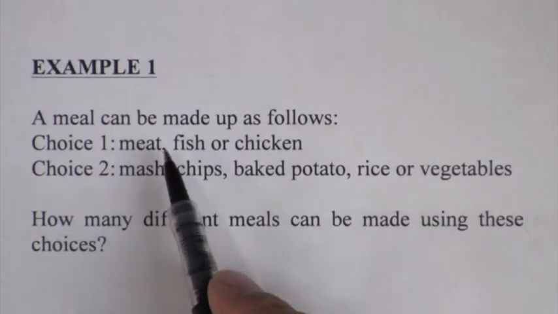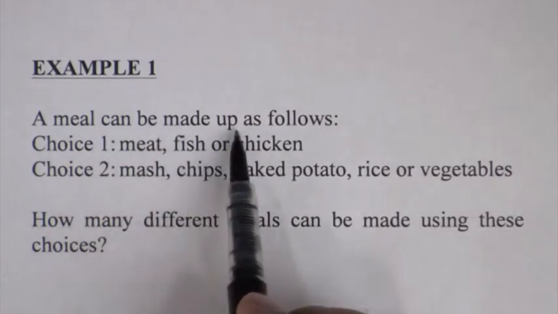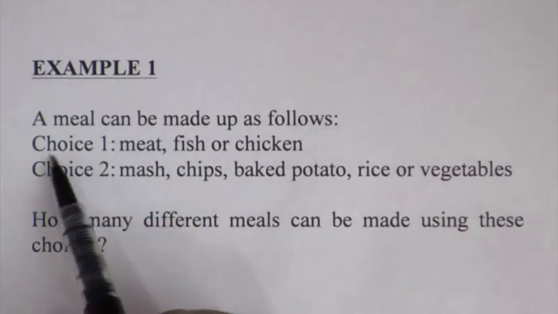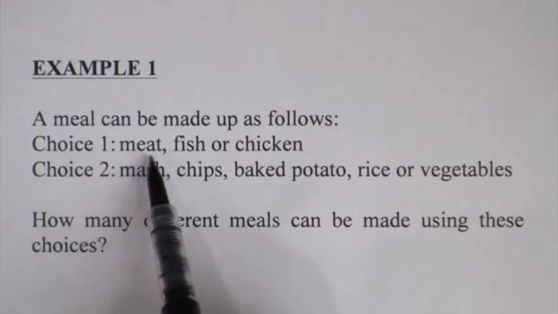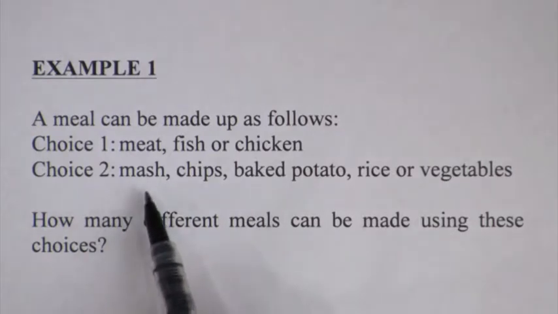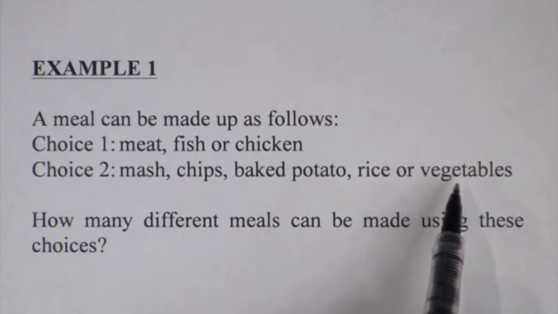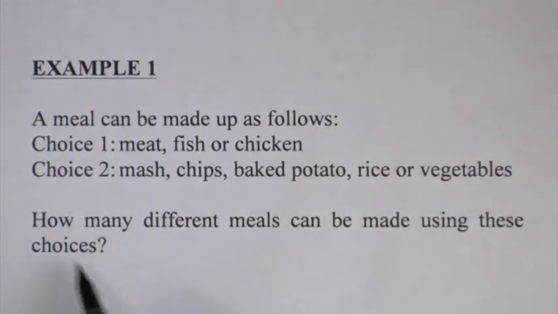Let's look at the first example. A meal can be made up as follows. Choice 1, meat, fish or chicken. Choice 2, mash, chips, baked potato, rice or vegetables. Now the question, how many different meals can be made using these choices?